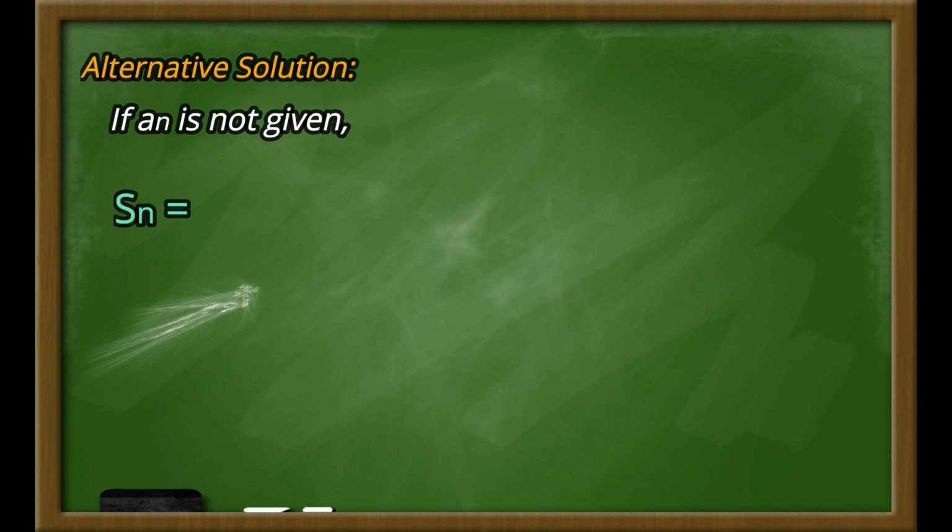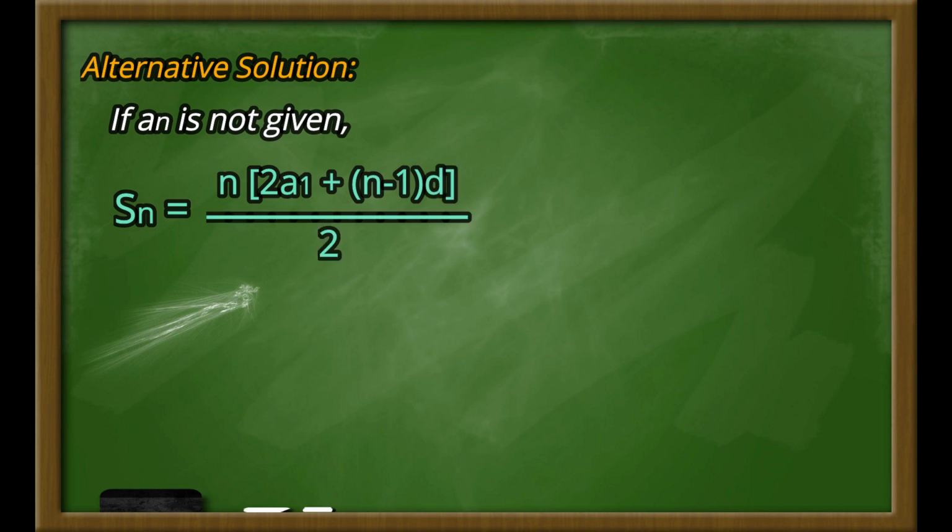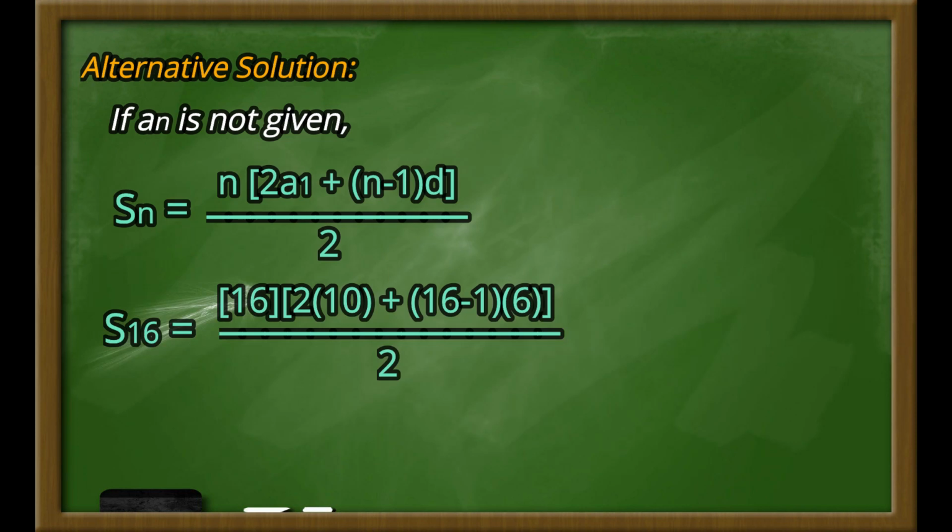An alternative formula which we can use in getting the sum of the terms of an arithmetic sequence is S of n is equal to n times the quantity 2 A sub 1 plus n minus 1 times d all over 2. We can use this when A sub n, or the nth term, is not given. Substituting the given values, you will also be getting S of 16 is equal to 880. Whichever of these two formulas will be easier for you to use, then you can have it your way.